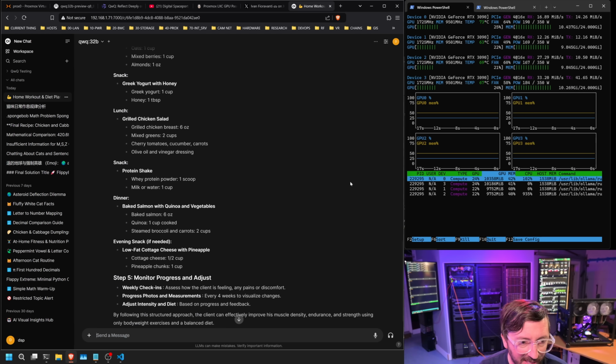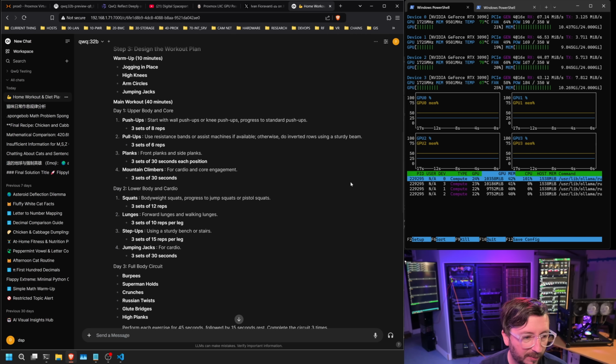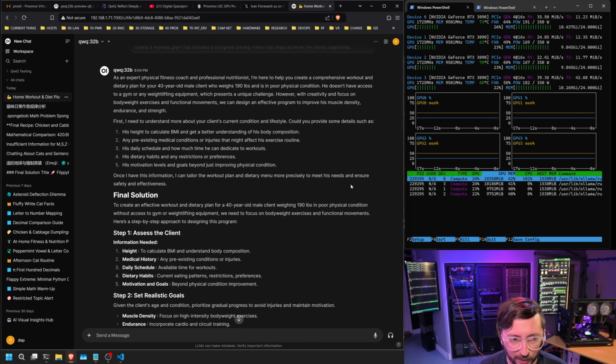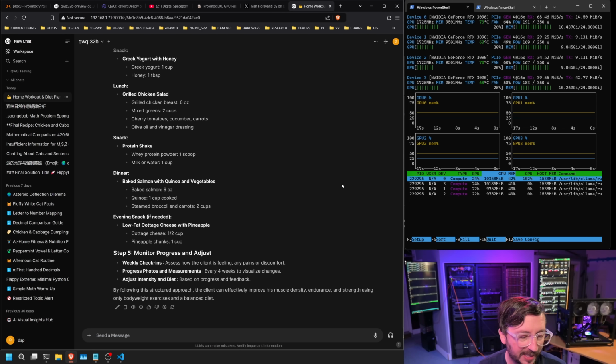Okay. It doesn't give me an overall protein analysis and what you would need for protein. So I don't feel like it actually considered the protein that somebody would need to be putting on muscle, and I feel like that's reflected here. I'm actually going to grade this as a fail. This doesn't look like a good solution to me.